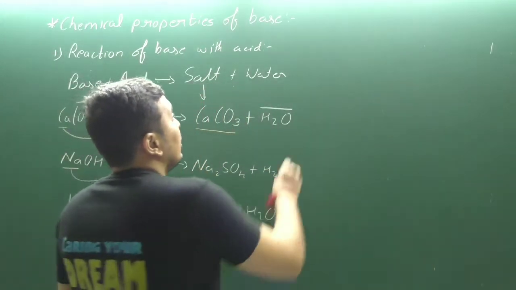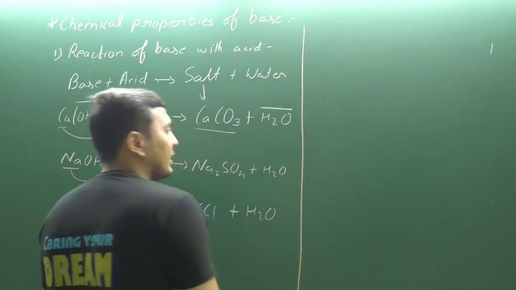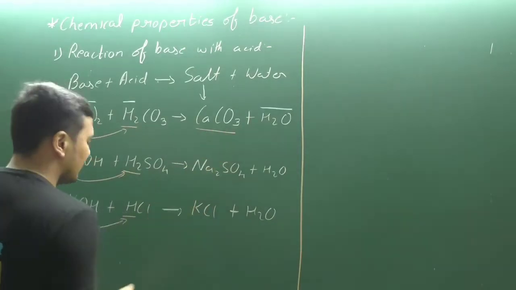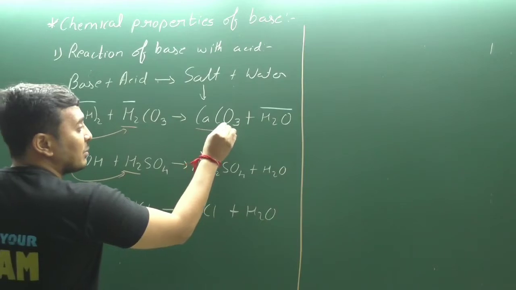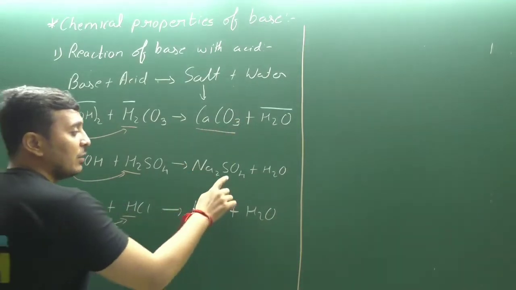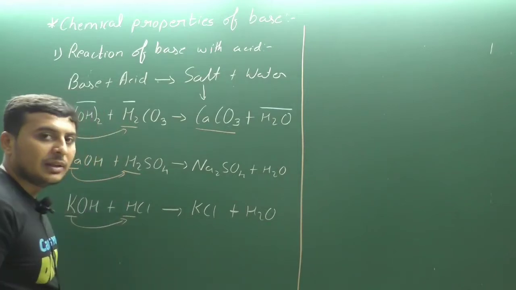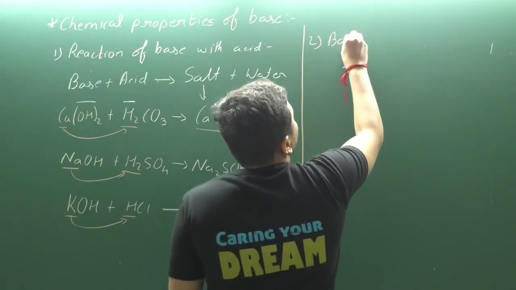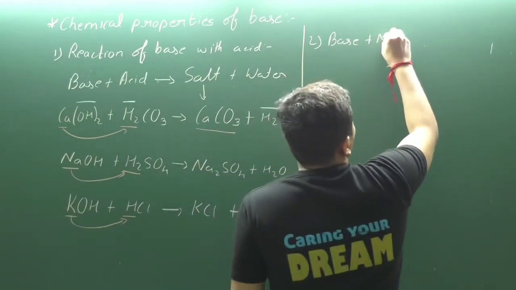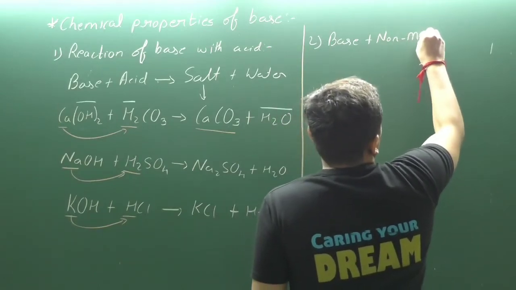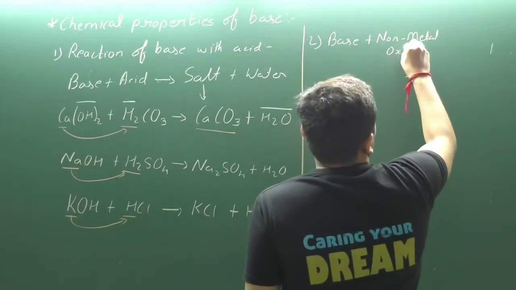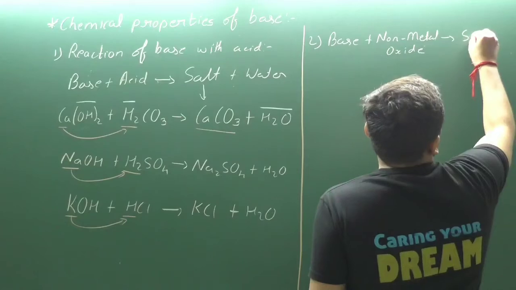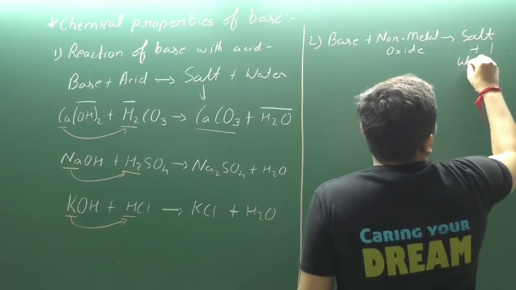Clear? So, now for learning the second property of base, you should know what salts are. See, if we have carbon and oxygen, then it forms carbonate. If we have sulfur and oxygen, it forms sulfate. Clear? So the second property of base is the reaction of base with non-metal oxide. When base reacts with non-metal oxide, it forms salt plus water.